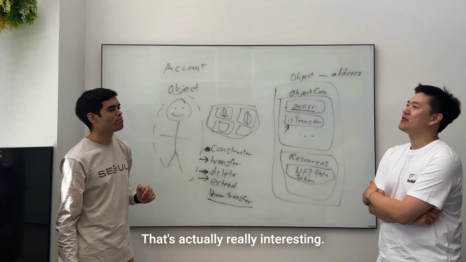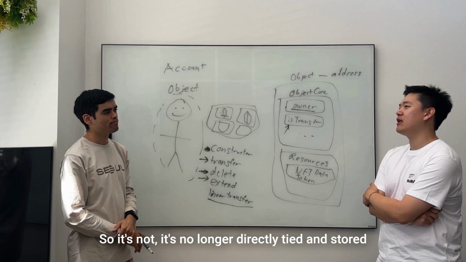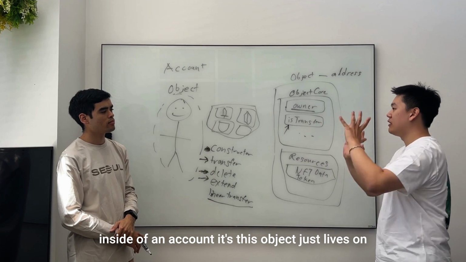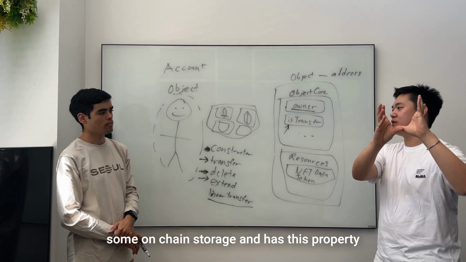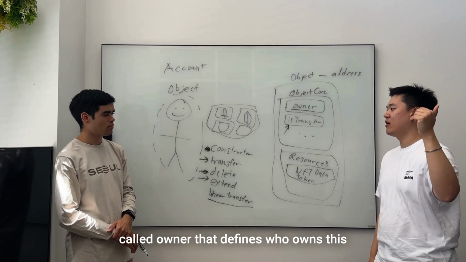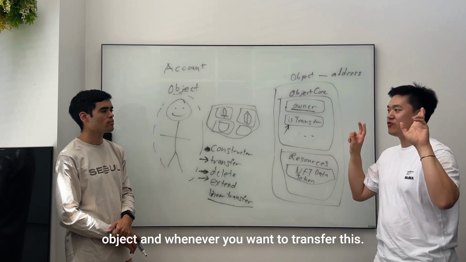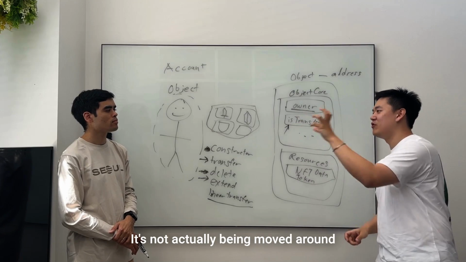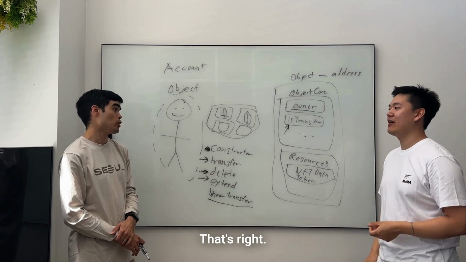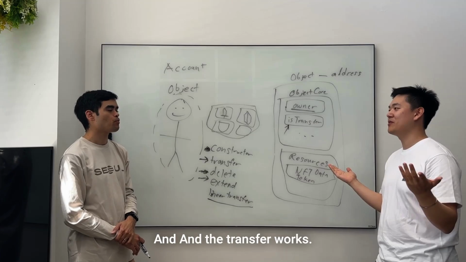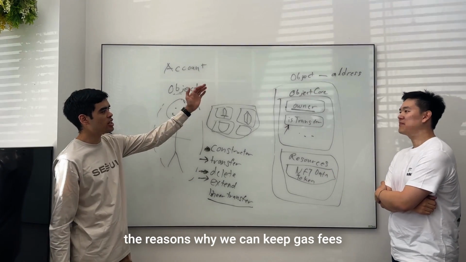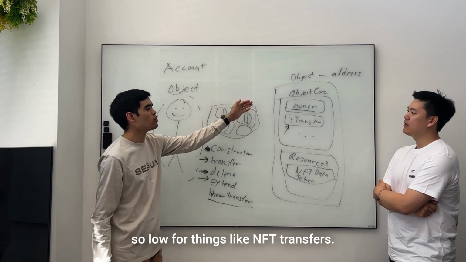That's actually really interesting. So it's no longer directly tied and stored inside of an account. The object just lives on some on-chain storage and has this property called owner that defines who owns this object. Whenever you want to transfer this, it's not actually being moved around or being deleted and duplicated. You're just changing that owner property. That's right. And that's also one of the reasons why we can keep gas fees so low for things like NFT transfers.